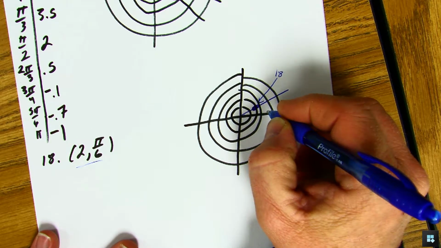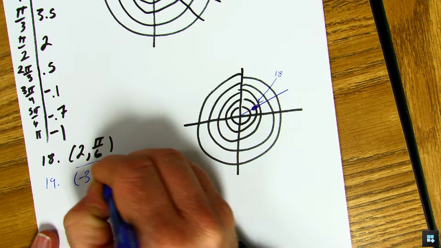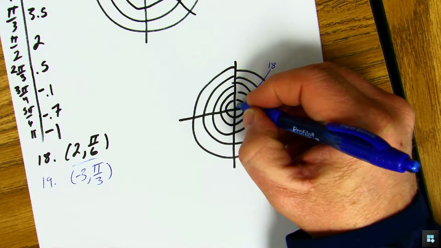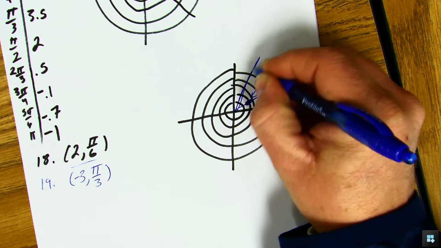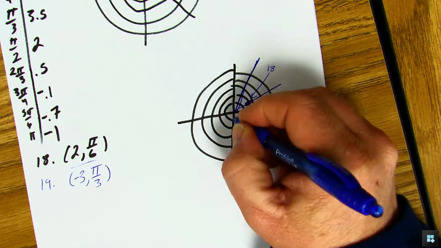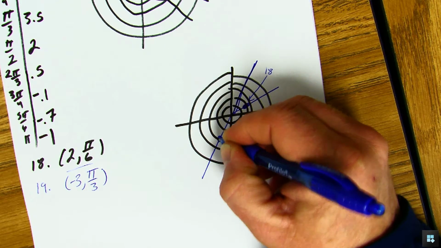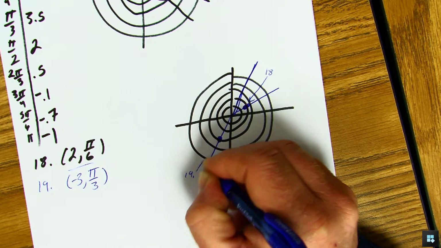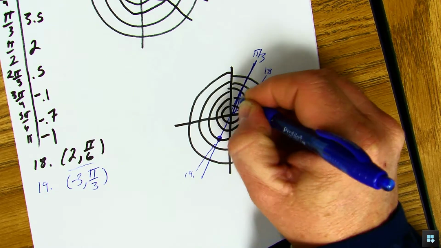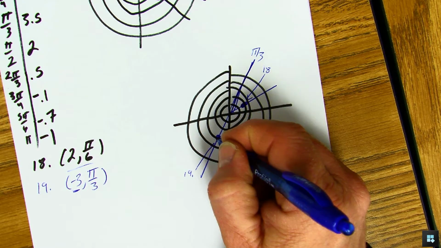Right there. 19. 19 says (negative 3, pi over 3). So I go to pi over 3, which is now this one up here, like your 60-degree angle. But negative 3 says instead of coming out this way 3 circles, I go and shoot in the opposite direction 3 circles, and it's right there. There's number 19. The negative radius makes me come the opposite direction.